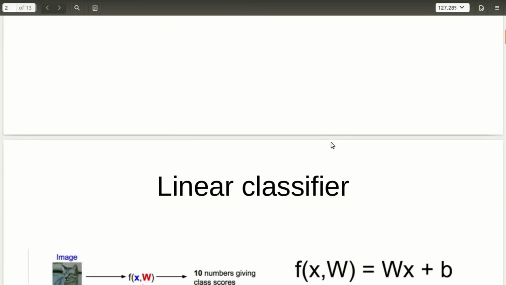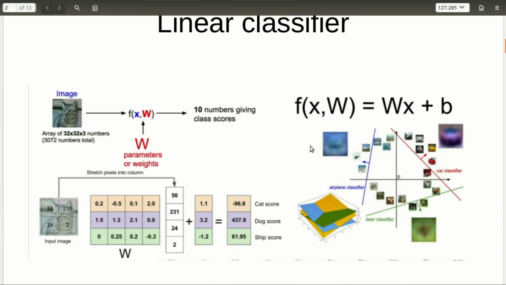So let's get started. In the linear classifier, as you may have seen, we input an image in the classifier, and the whole thing which matters is this function over here. f of x comma W, where x is the image. Consider x as an array of 32 by 32 by 3 numbers, and this 3 over here is the channel, red, green, blue, and this 32 by 32 is the length and width of the image.